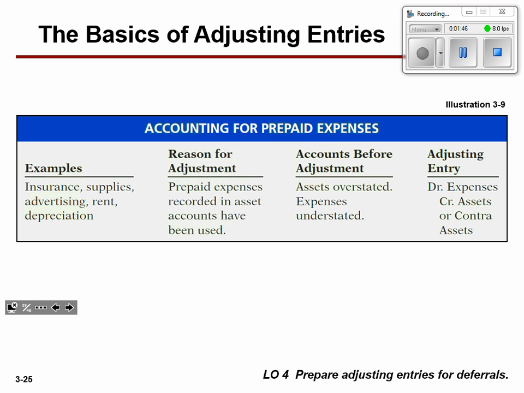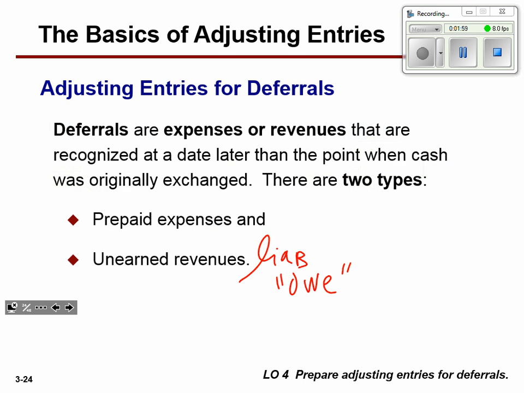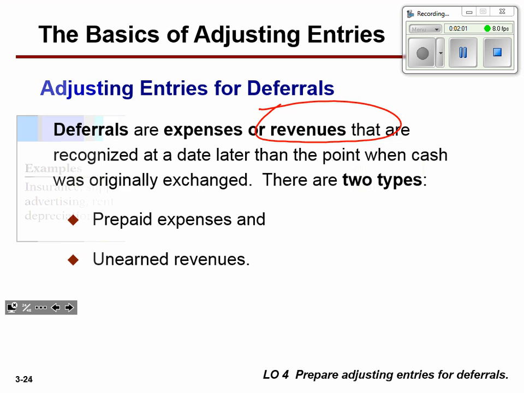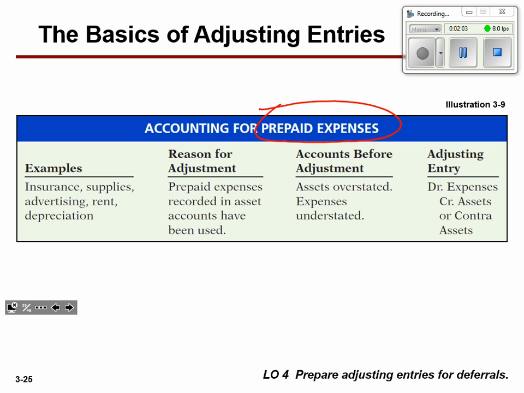Now, this gets really confusing, and so I'm going to really work hard to simplify this. We're talking just about prepaid expenses now. Nothing to do with money coming in, revenue. This is money that we are paying out. So some examples are insurance and supplies. Those two are both assets.